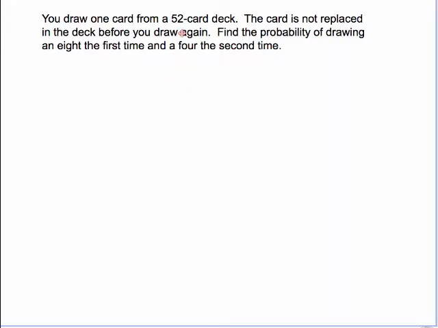You draw one card from a 52 card deck. The card is not replaced in the deck before you draw again. Find the probability of drawing an 8 the first time and a 4 the second time. Well, the probability of getting that 8 the first time is, how many 8s are there in the deck? There are 4 8s out of 52 cards. We are not putting the card back, so there are not 52 cards anymore. There's only 51 cards. What is the numerator here? We want to get the probability of a 4. How many 4s are there? There are 4. And you might be saying, wait a minute, why did we not decrease the numerator this time like we did on the last problem?